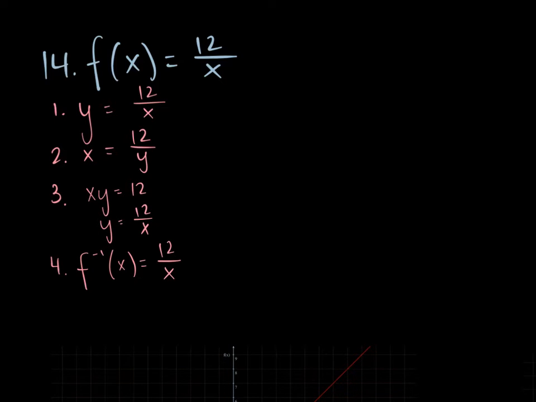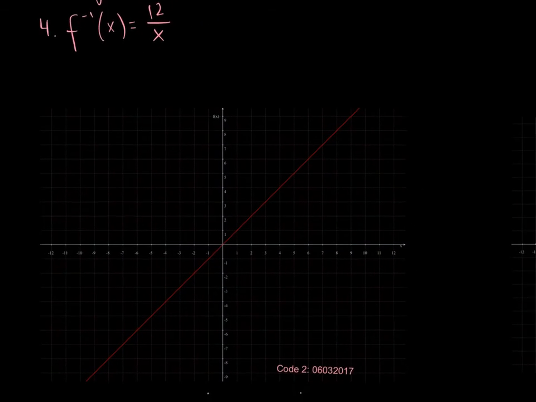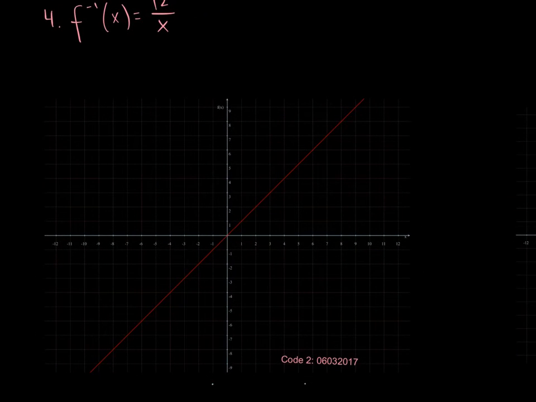Now, we need to graph this since we actually got an inverse out. And so the best way to graph this is to do a t-chart. So I'm going to pick values to the left of 0 and to the right of 0 and then plot.